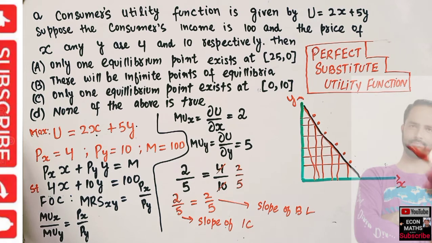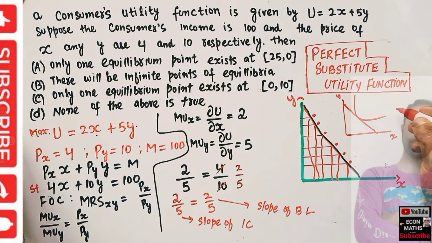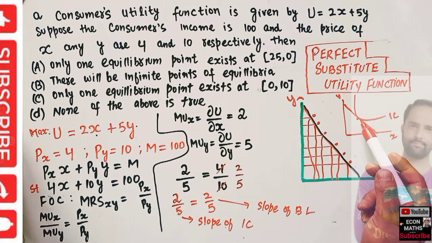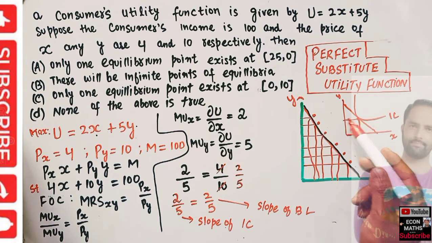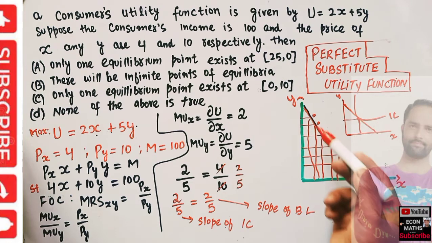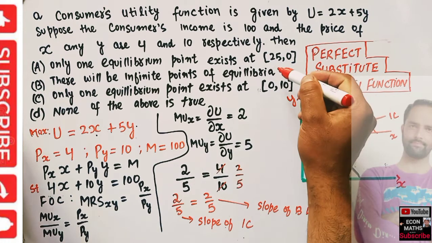If we have good x and good y, a budget line like this, and a well-behaved indifference curve like this, we can see that only at this one point will the consumer be at equilibrium, because the indifference curve touches the budget line at exactly one point. But here the indifference curve coincides with the budget line. That means we will have infinitely many equilibria. So the correct option should be, I guess, the second.